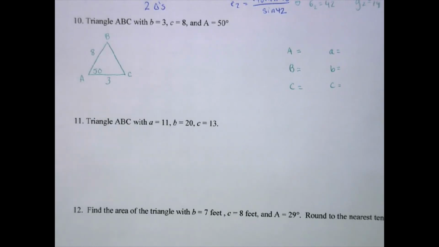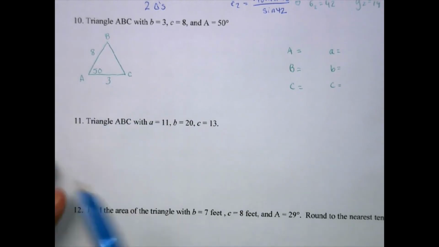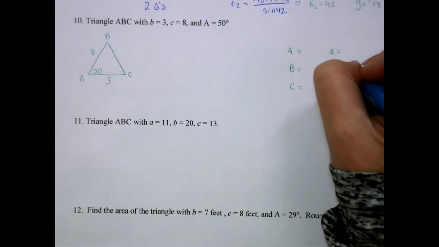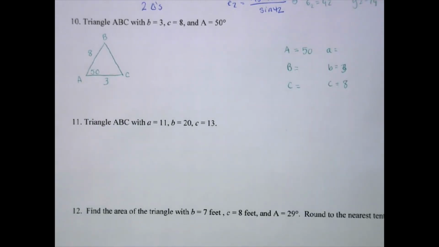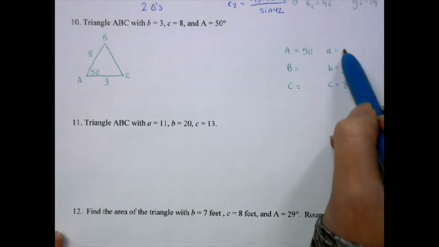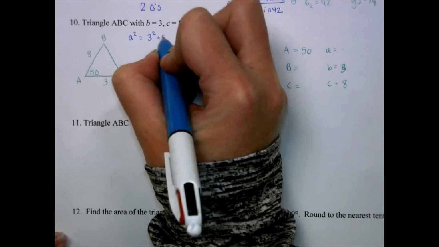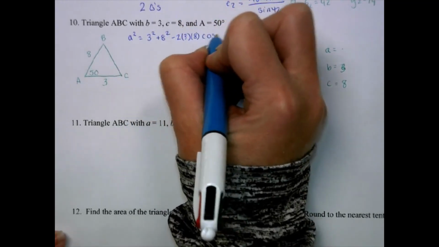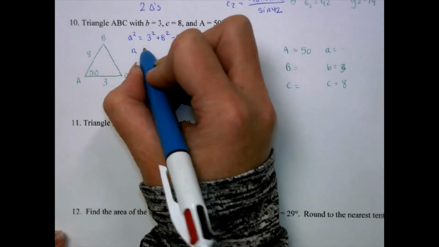All right, our next one, we have b is 3, c is 8, and angle A is 50. So this is going to be the law of cosines. We have side angle side. So we're going to solve for the missing side. So a squared is going to equal 3 squared plus 8 squared minus 2 times 3 times 8 cosine 50. We get this value and take the square root, and we get 6.5.